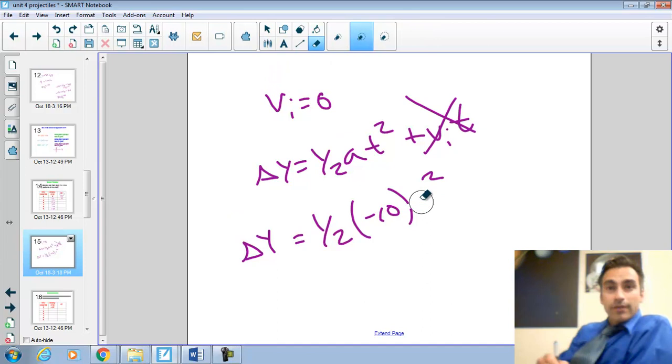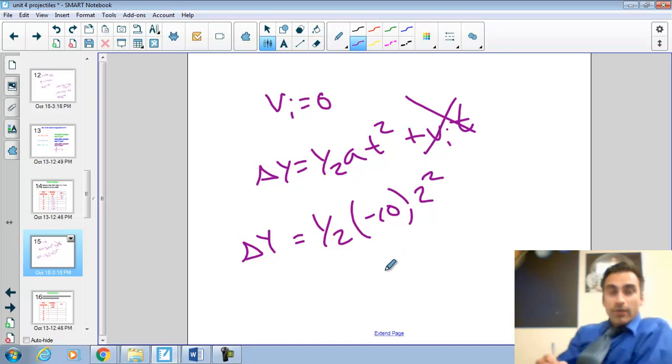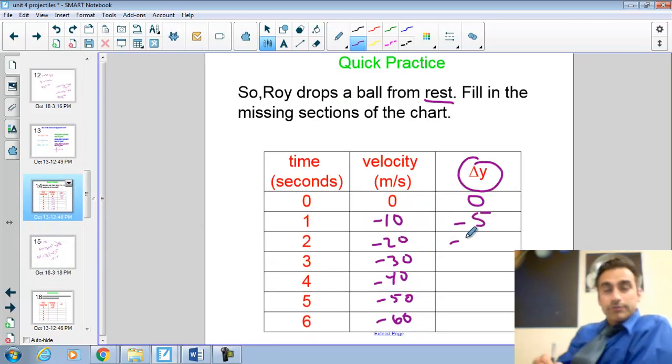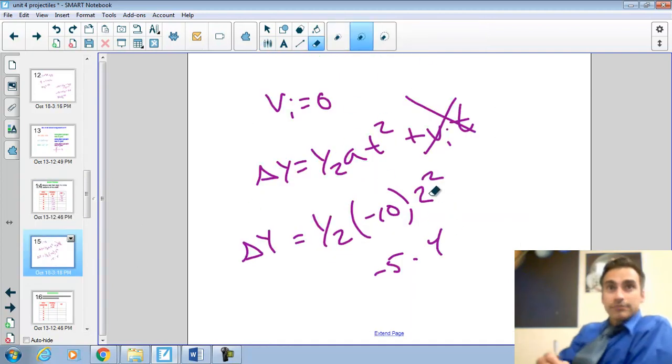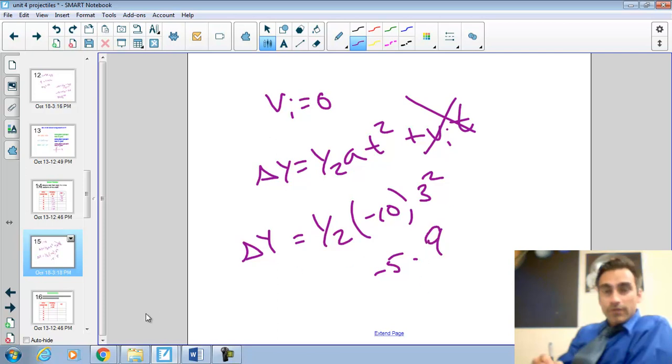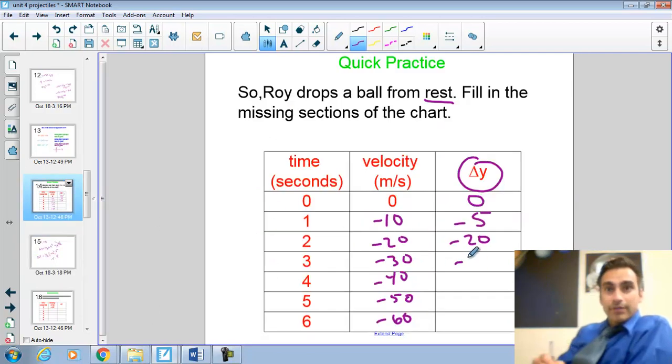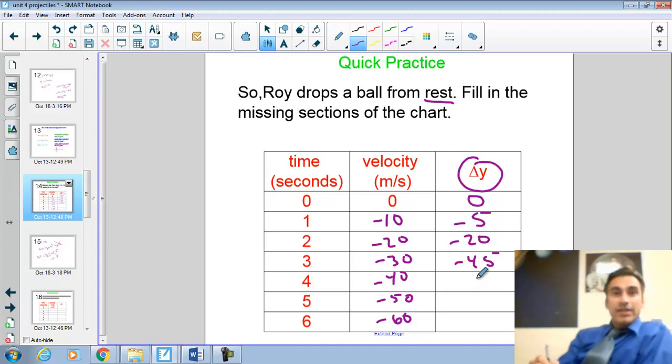Then let's go back over here. Change this 1 second here for 2 seconds. And now we have negative 5 times 4, negative 20. Come back, change out that 2 for 3. This turns into a 9, negative 45. And you just keep going, substituting in those t's for each one.